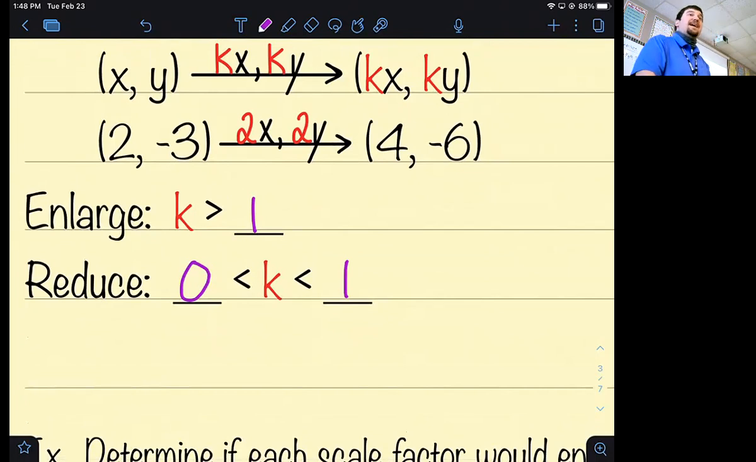If you did it by 0 though, wouldn't it just vanish? It would entirely vanish because, well, it wouldn't vanish. Your answer would be 0, 0, 0, 0, 0, 0. You'd get 1 point on the origin. So it wouldn't entirely vanish, but the shape would go away. It'd just be a point on the origin left, which is the point we happen to be dilating with respect to. So then you just get that dilation point.